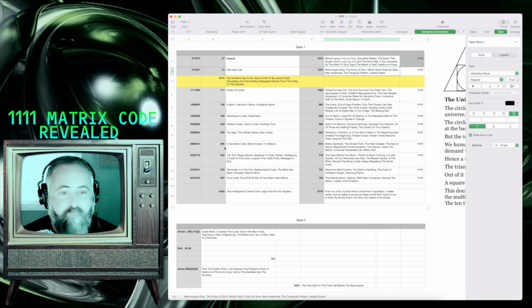All right, the next number, 2960815. Before the split, we get 296. And that gives us a Gematria code. Well, again, that's what we're dealing with here, Gematria. And then we get the phrase blank screen and I'm reborn. Now think about it. I've been talking about a reboot, a reset. Well, what happens when you reboot your computer? Well, first you're presented with a blank screen. And then the computer boots up. And it's as if the computer is saying, I'm reborn.